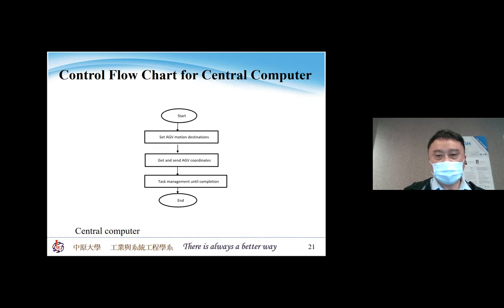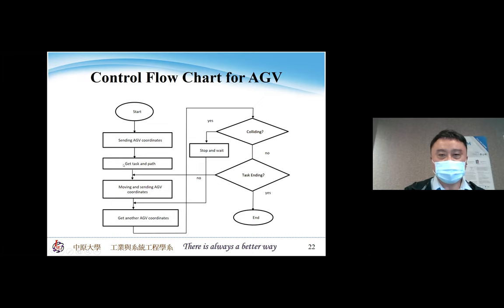Here is the control flow chart for the central computer, which is its task. And the other one is the control flow chart for the AGV: get the assignment, send the AGV coordinate to the central computer, communicate and check if it's going to collide or not. If not, it goes ahead and then checks if the task is ending or not. If it's ending, then it stops.